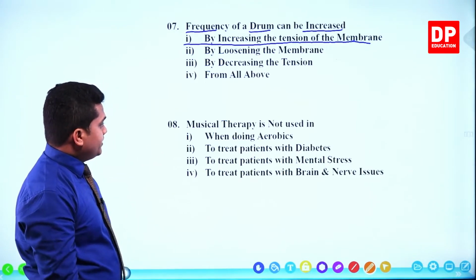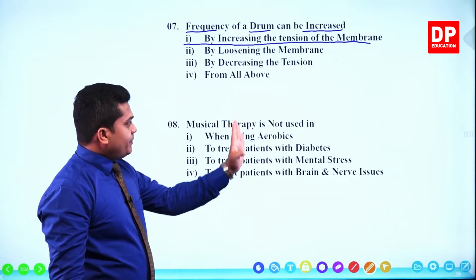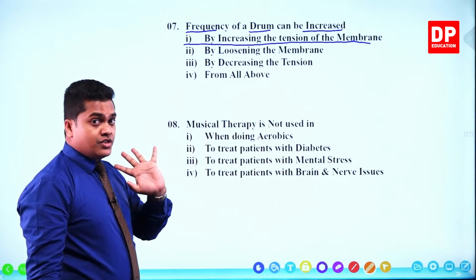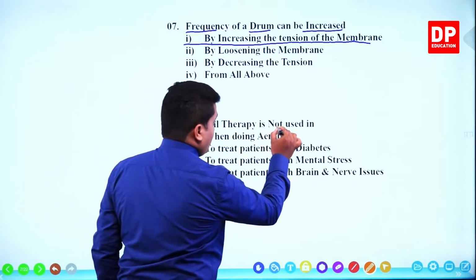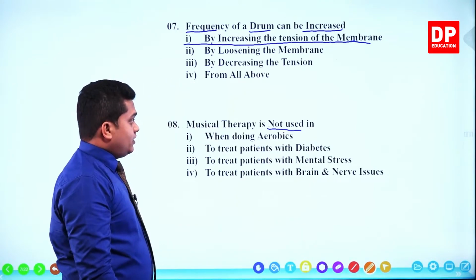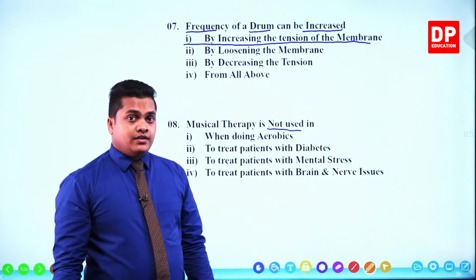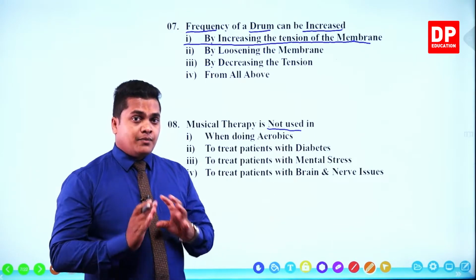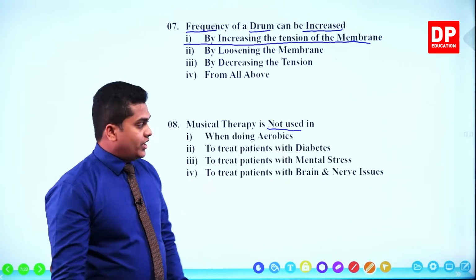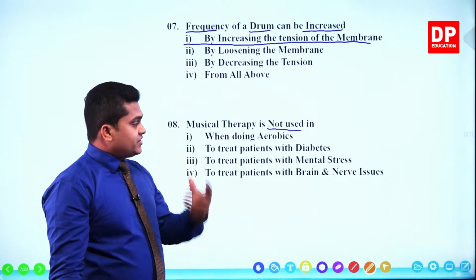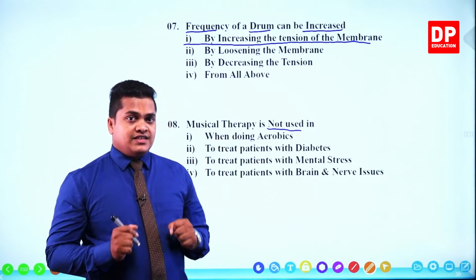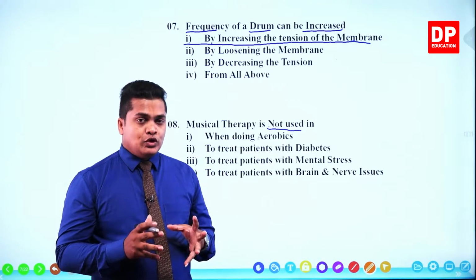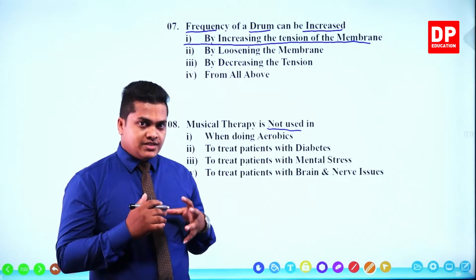Question number 8. Musical therapy is not used. Once again, there is a negative one. So, we need to select an instance in which musical therapy is not being used. Okay. So, aerobics means those physical exercises which we do to a certain rhythm. So, it is correct.